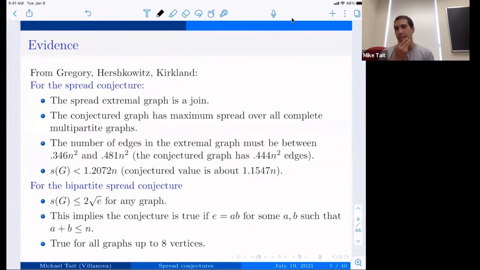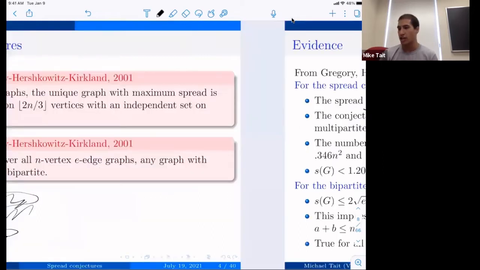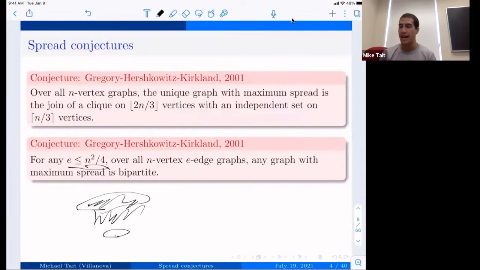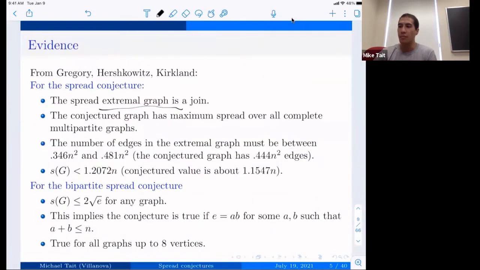Okay, so some evidence for these conjectures comes from their original paper. For the first one, the extremal graph is a join. They showed that whatever the extremal graph is, it's a join. Their conjecture is that it's the join of this clique and independent set. I'll explain more about this later. They showed that if you restrict to complete multipartite graphs, then this graph is the maximizer. They proved some bounds on the number of edges that the extremal graph has to have, and their conjectured extremal graph is in this range.